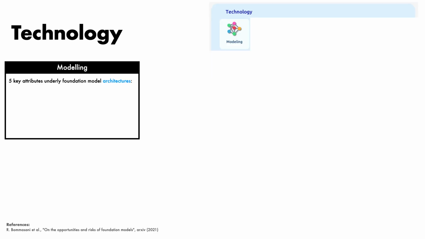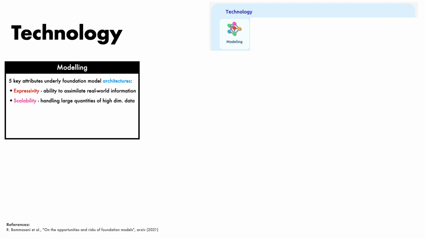We will next give a sketch outline of the technology underpinning foundation models. The first relates to modeling, and the 5 key attributes that underlie foundation model architectures. These are expressivity, which describes the ability of the model to capture and assimilate real-world information, and scalability, which here refers to the ability of the model to effectively handle large quantities of high-dimensional data.